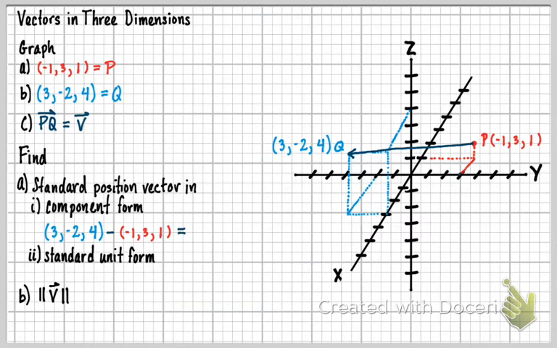But before I do that, I just want to point this out to you, so keep this in mind here. So I have this 3 minus this -1, so that's really adding 1 there. So that's actually going to be 4. And then for my middle term, I have a -2 minus a +3. So that's going to be a -5. And then for my last value here, that's going to be 4 minus 1, which is 3. So there's going to be our component form of the standard position vector.